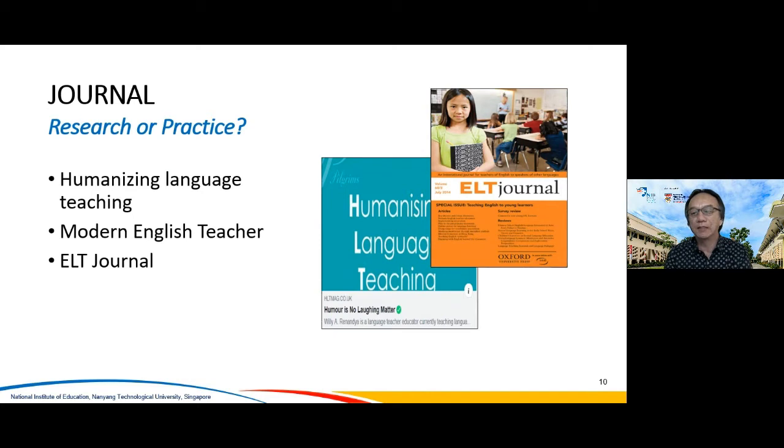Now, these are some of the examples that I usually send my papers to. Journals in English language teaching, like the ELT Journal, Modern English Teacher, and other similar journals out there. These are all practice-oriented journals. I avoid publishing in research journals like Applied Linguistics, for example. This is an example of the journals that researchers usually go for to get their research findings published.